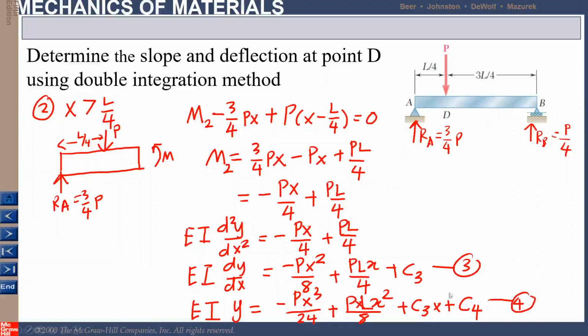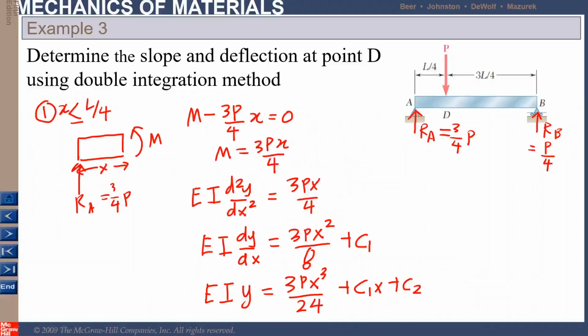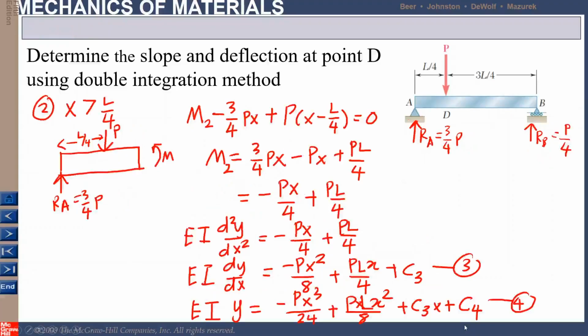And the previous equations that we did just now, this is the first equation, and this is the second equation. So now we have 4 equations and also 4 unknowns. For this case, we need 4 boundary conditions in order to solve for the unknowns. So what boundary conditions do we need? Let's look back at this equation here.